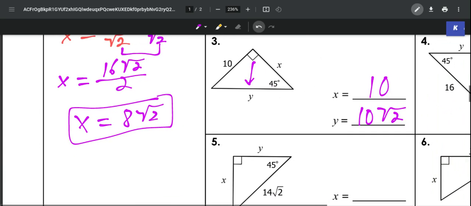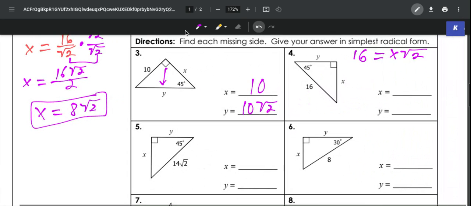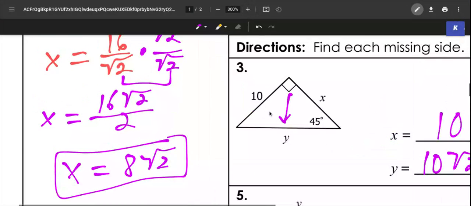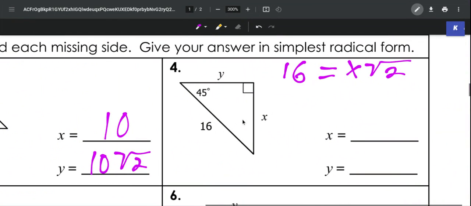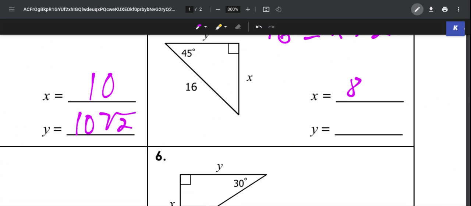So if x is equal to 8 radical 2, that means that our legs, both of them, since this is a 45, 45, 90 triangle, both x and y here, which is our legs, are going to be 8 radical 2.